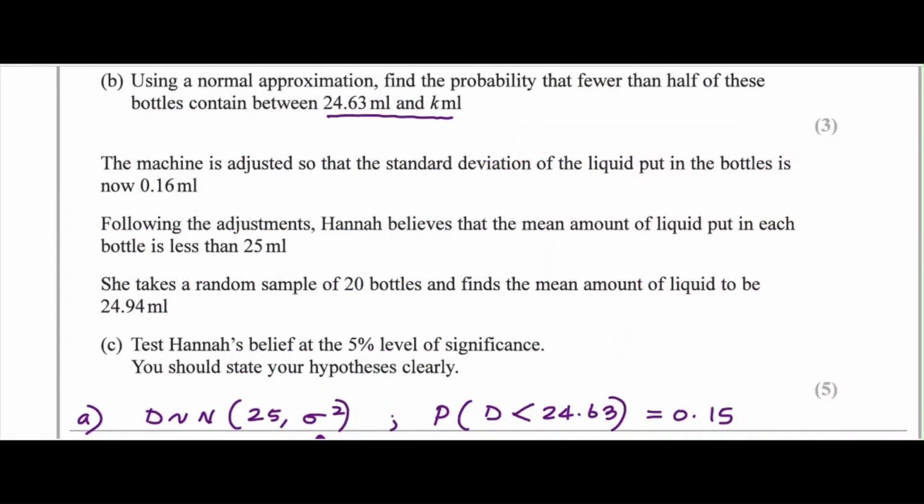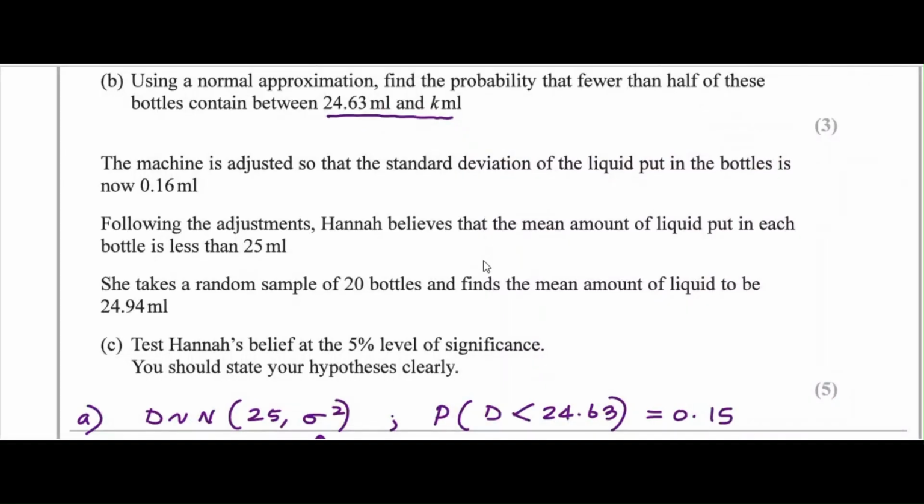Part C. The machine is adjusted so that the standard deviation of the liquid put in the bottles is now 0.16 ml. Following the adjustments, Hannah believes that the mean amount of liquid put in each bottle is less than 25 ml. She takes a random sample of 20 bottles and finds the mean amount of liquid to be 24.94 ml. Test Hannah's belief at 5% level of significance, and you should state your hypothesis clearly.